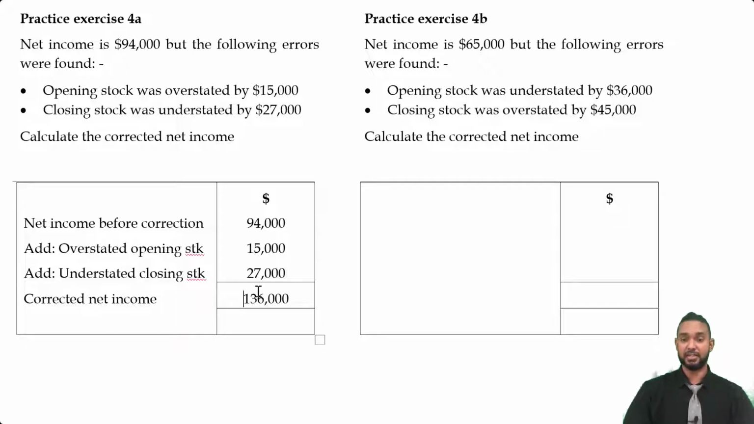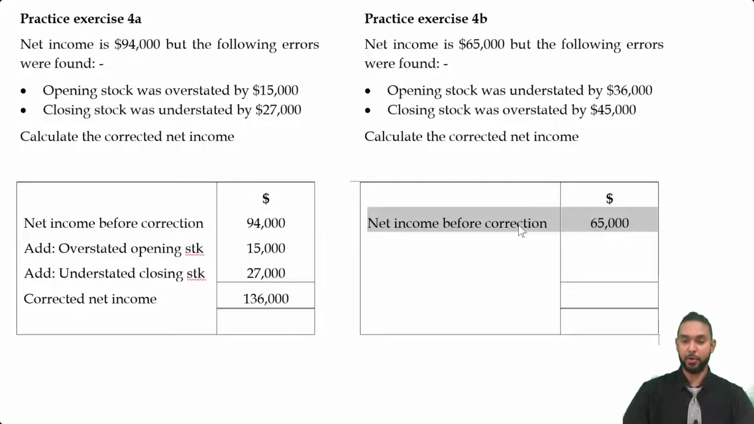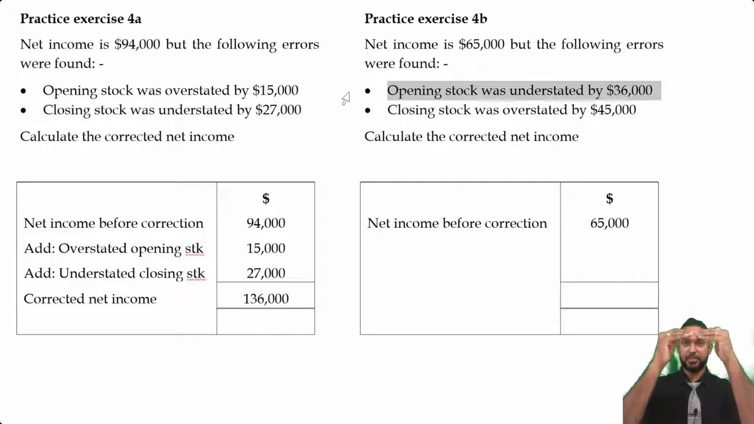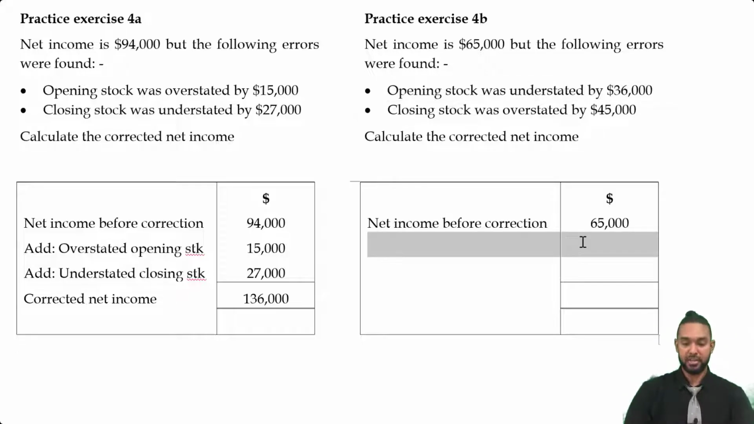Okay, let's take a look at example exercise 4B. So net income is 65, but the following errors were found. So we have opening stock understated by 36, closing stock overstated by 45. So let's start by putting in our net income before correction. Now opening stock behaves like an expense. Understated means it is too low. To fix that, we have to increase it. When we increase an expense item, profit goes down. So we are going to have to subtract the understated opening stock figure in the process of correcting net income.